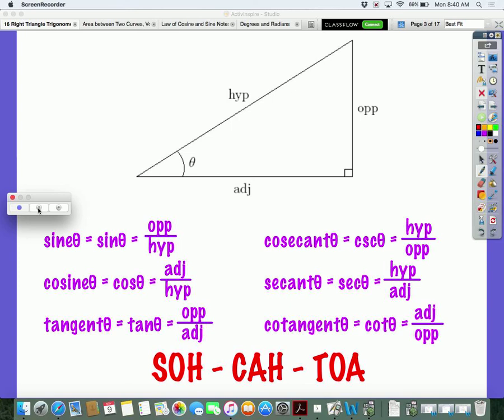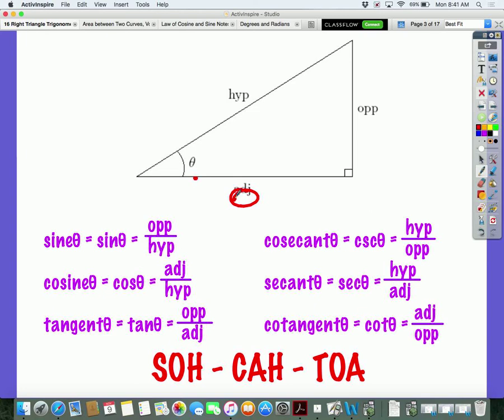Adjacent, does anybody know what adjacent means? It means next to, like an adjacent street is right next to the street where you're standing. So adjacent is right next to the angle that you're given. The angle is formed between your hypotenuse and another side, so whatever side forms that angle with the hypotenuse is your adjacent side. It's always important to make sure you know which side is which, so that you can do your 6 trig functions.